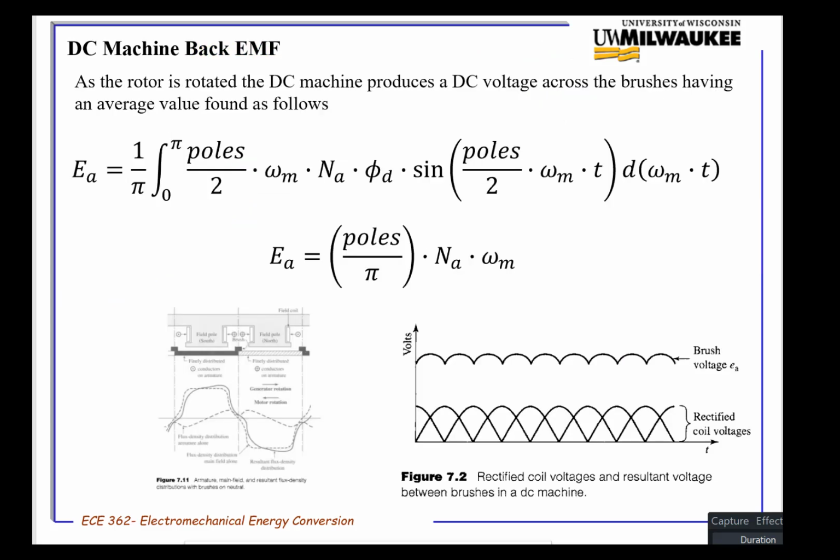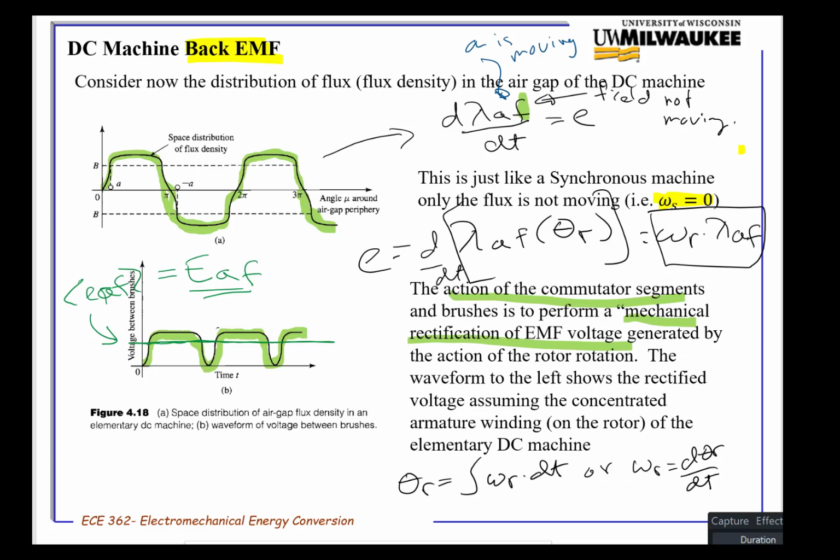Now what I just showed you was assuming only one turn, or one armature coil. So this is only for one armature coil. Let's call it coil 1. That's due to coil 1. You only have one. This is what it's going to look like.